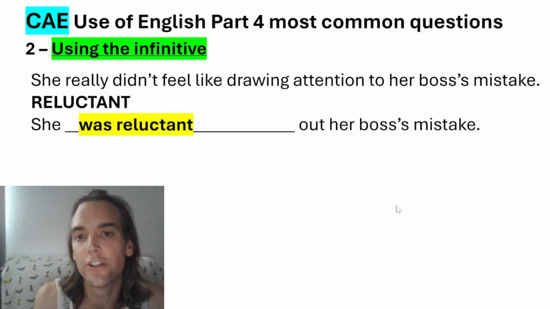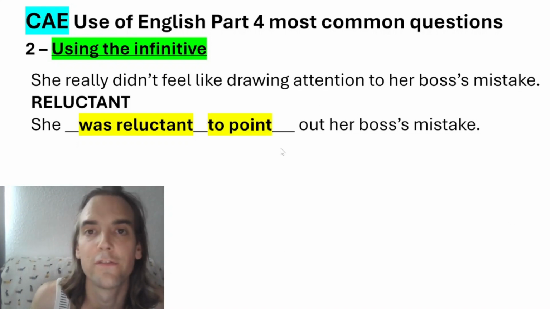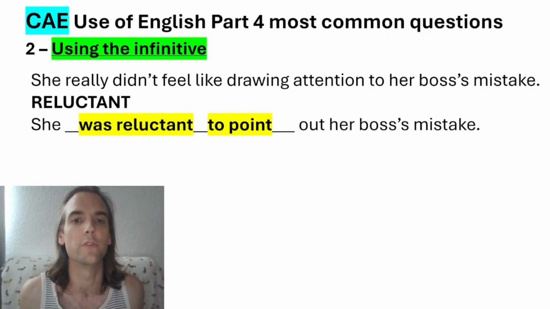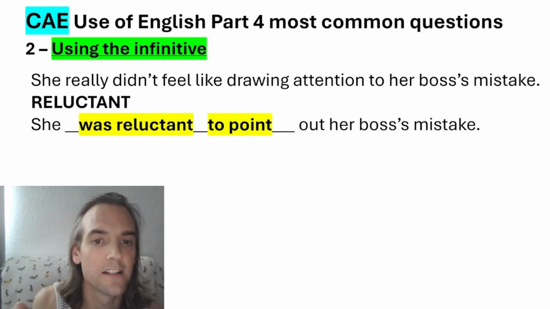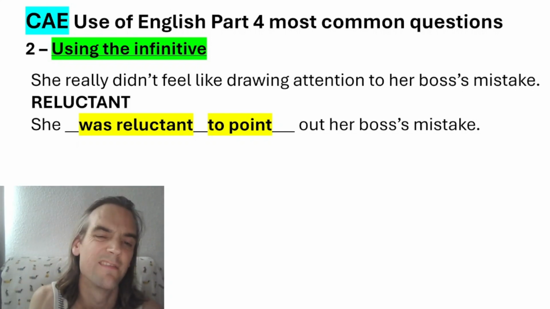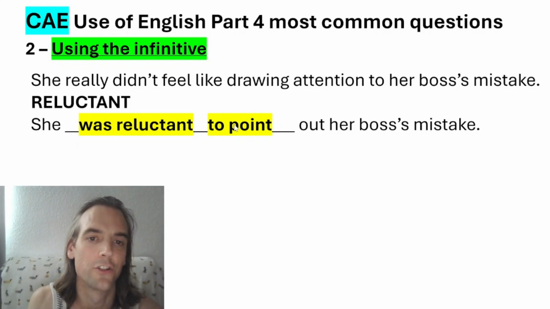And to draw attention to something without is to point out. Phrasal verb meaning draw attention to is to point out. So 1 point for knowing how to use reluctant in the past tense. 1 point for knowing is, well, honestly, it'd probably be was reluctant to would be 1 point. And then point would be the other mark or point.